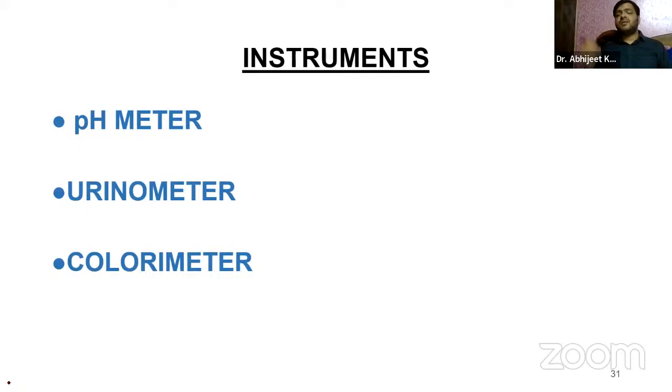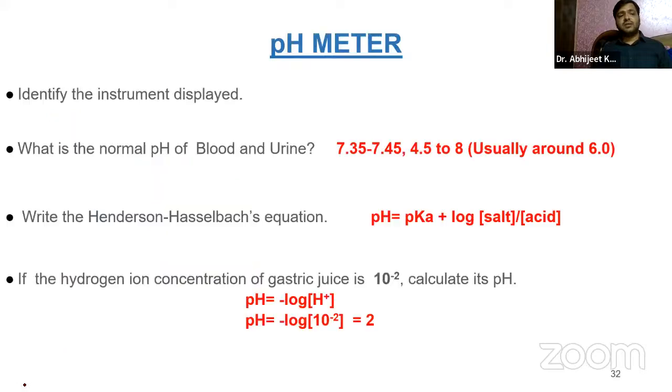Okay, we have instruments that can be given, that is pH meter, urinometer, or calorimeter, right? So remember, you have to first identify the instrument. You have to remember the normal pH of the blood: it is 7.35 to 7.45, and for the urine, it is 4.5 to 8, usually around 6 on average.